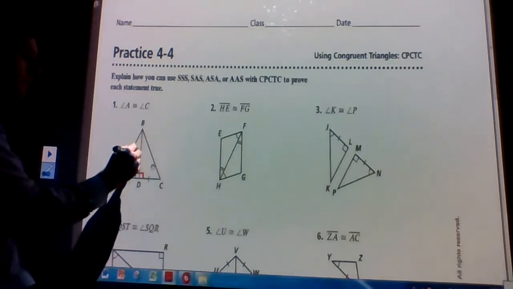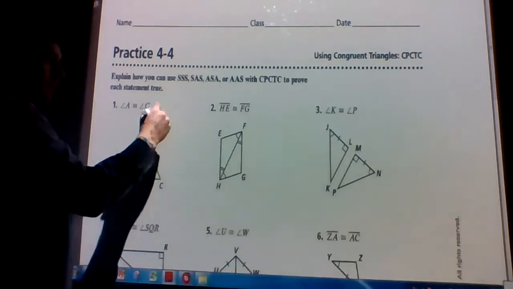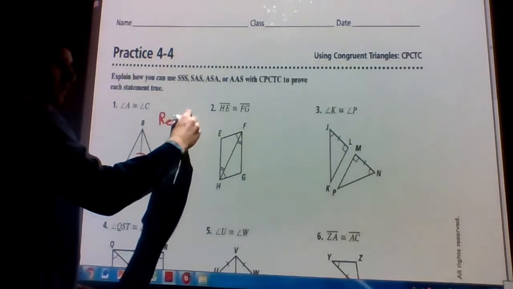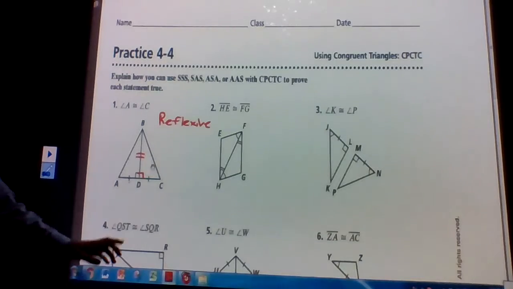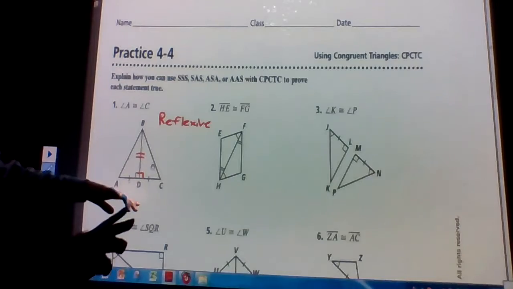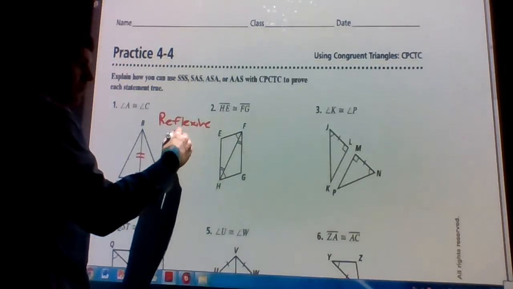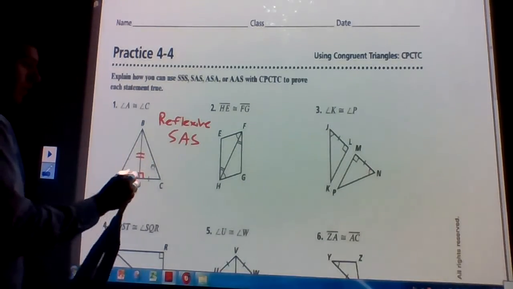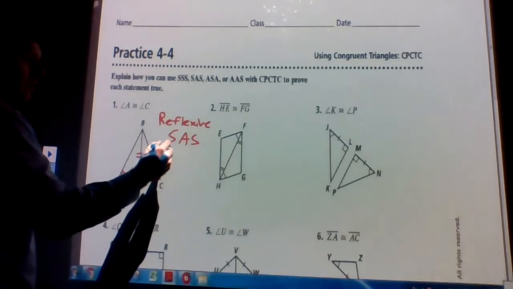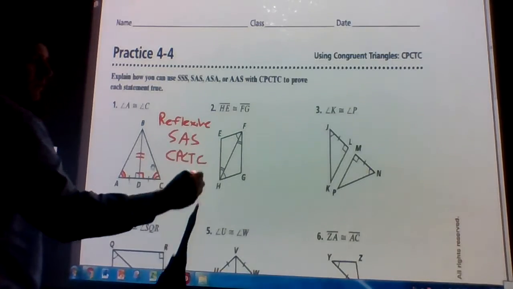If we go down our list, we have shared sides. So we can say that BD is congruent to BD by the reflexive property. So we can use reflexive. And then we have two pair of sides that are congruent and one pair of angles, and that pair of angles is included. It's between the two pair of sides. So we're going to use side, angle, side. Right, and that tells us our triangles are congruent. And since our triangles are congruent, we know that corresponding angles are congruent. So we know that angle A is congruent to angle C because corresponding parts of congruent triangles are congruent.